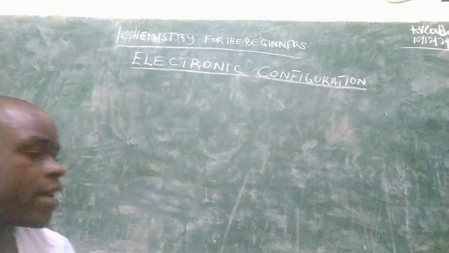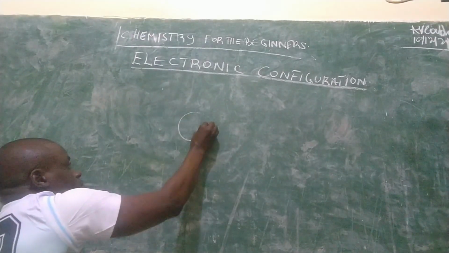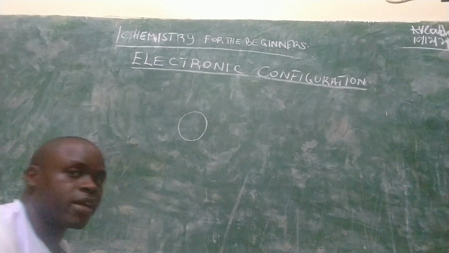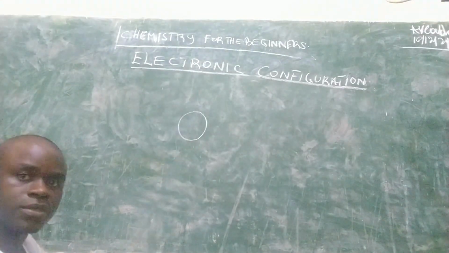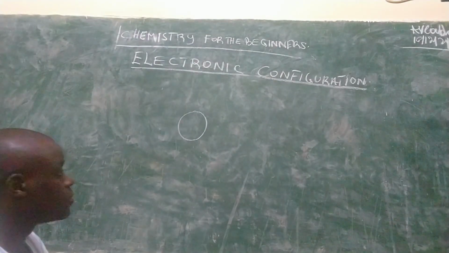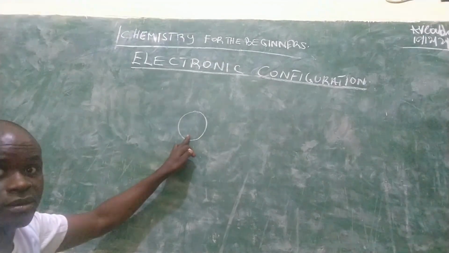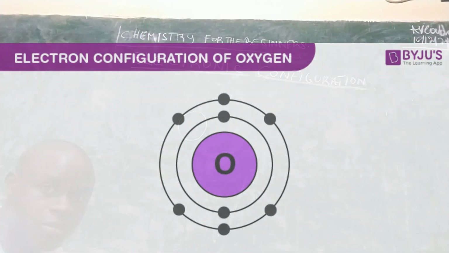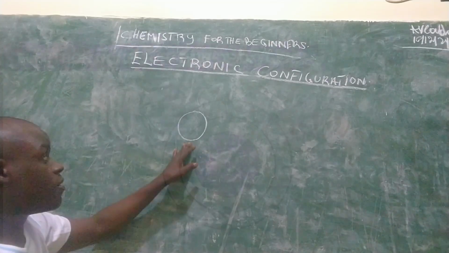Here I can show you by using a diagram. We saw that this is a nucleus. But for electronic configuration, we are not going to call this the nucleus. We are going to call it the first shell. It is not the nucleus, because electronic configuration is all about the arrangement of electrons.